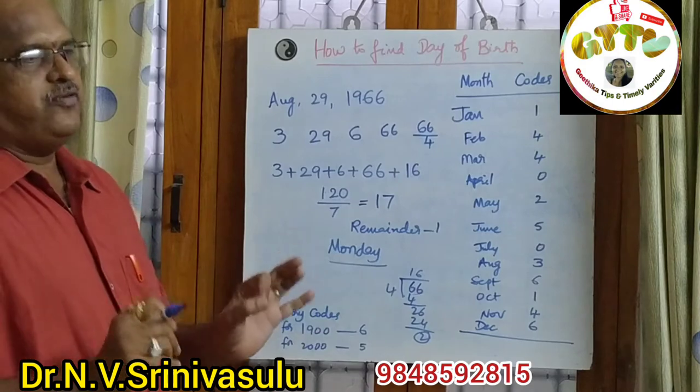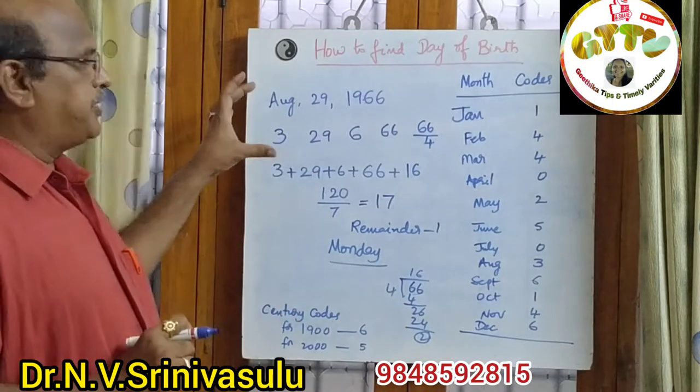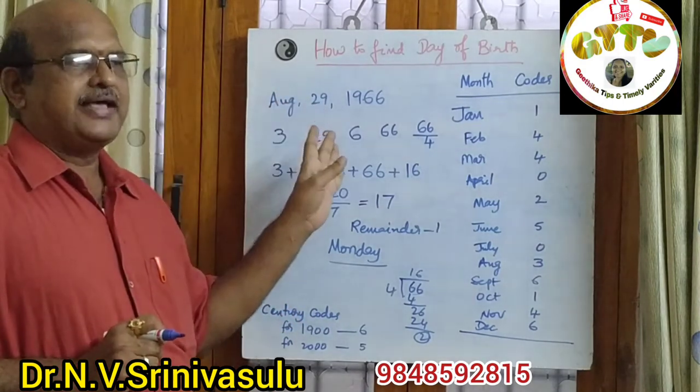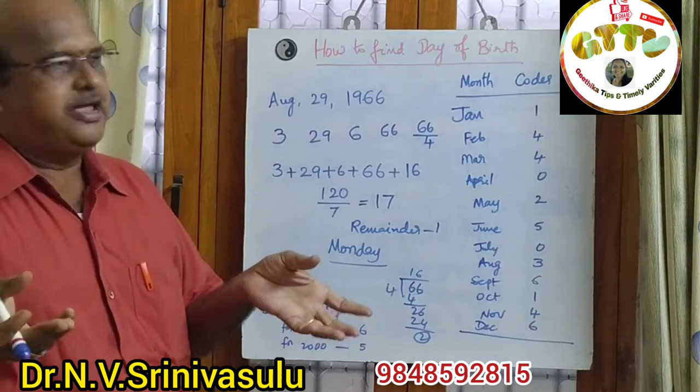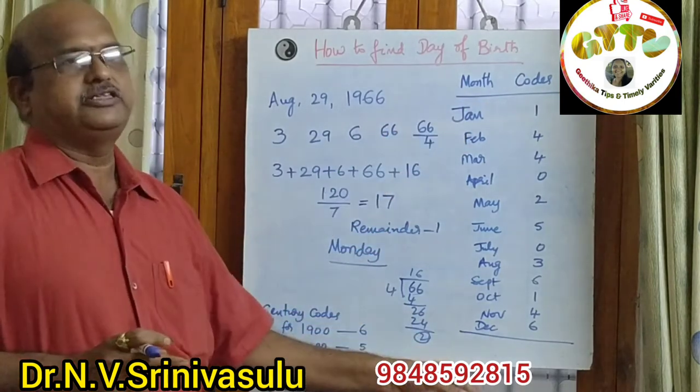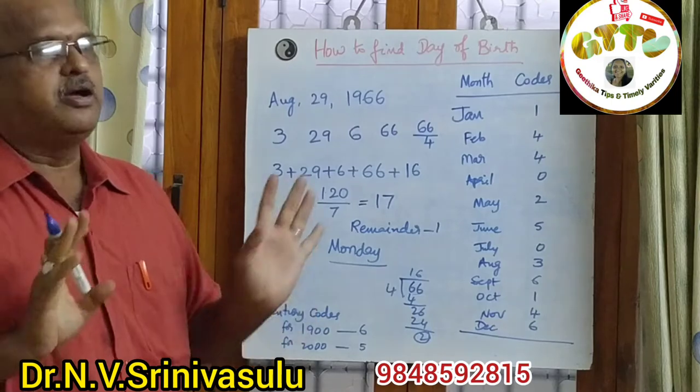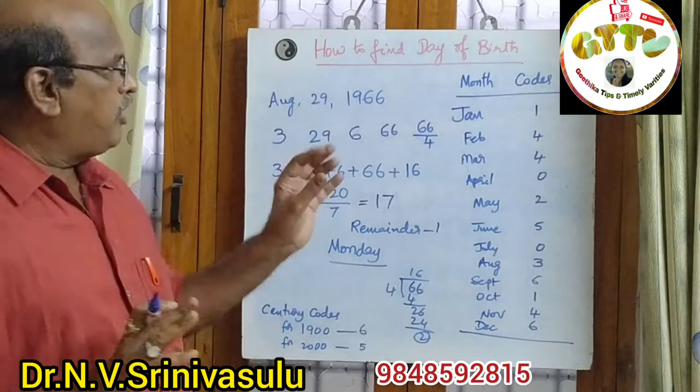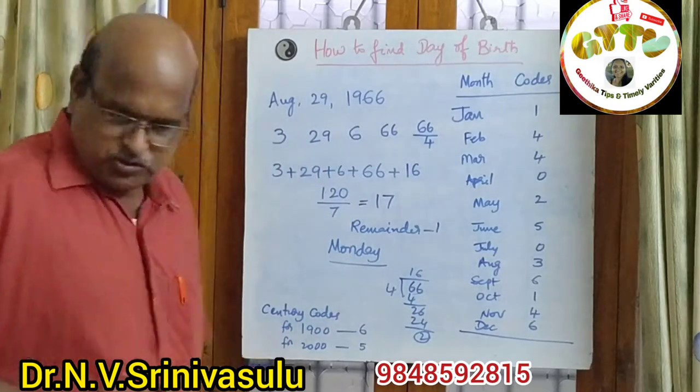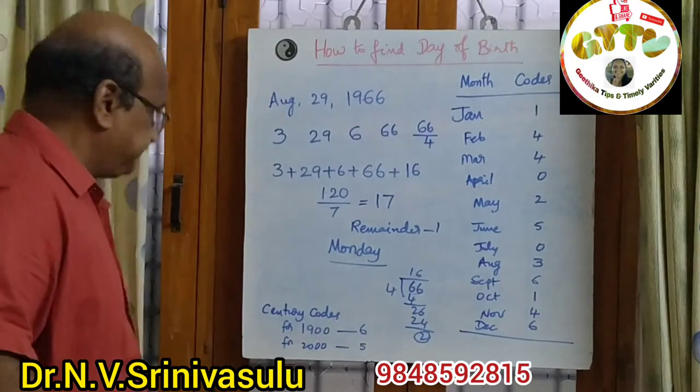So that is an easy way to know a particular date of birth, and then ask and immediately say. But you need to remember these codes. Otherwise, it is impossible to predict the day of birth. Now, I will give you another example, so that you will have an idea.